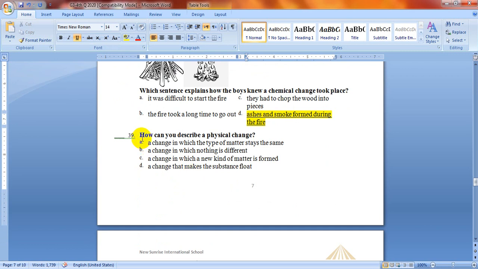39. How can you describe a physical change? A change in which the type of matter stays the same. A change in which nothing is different. A change in which a new kind of matter is formed. A change that makes the substance float. A physical change will form no new kind of matter, so the same type of matter will stay. It's letter A. A change in which the type of matter stays the same.